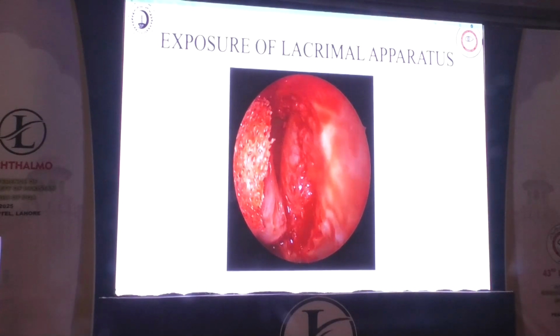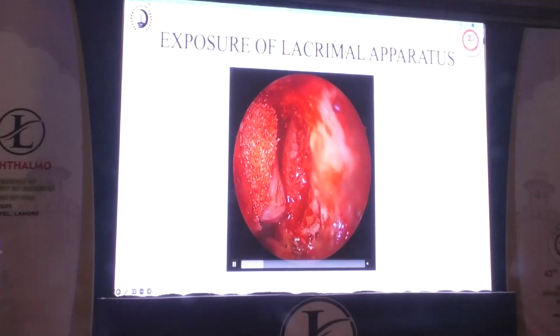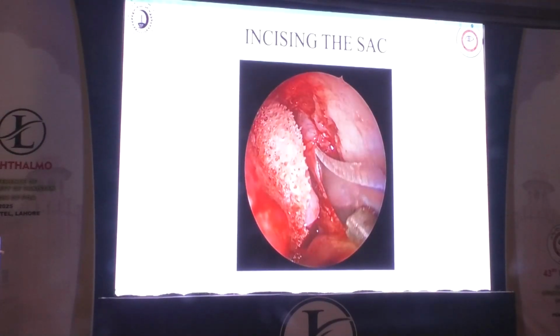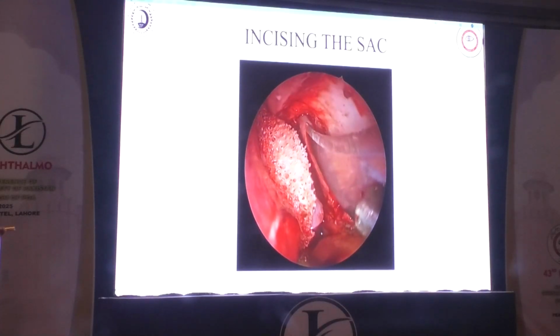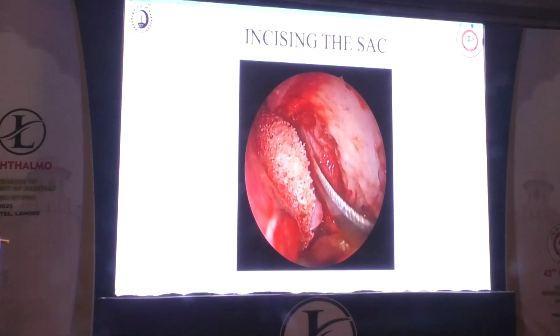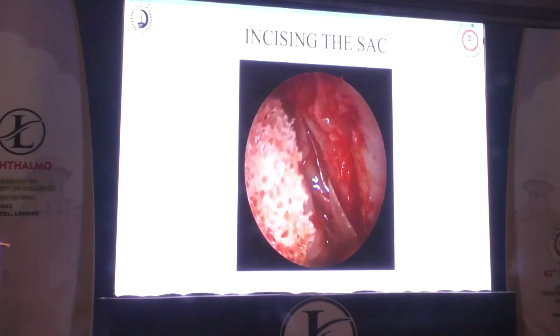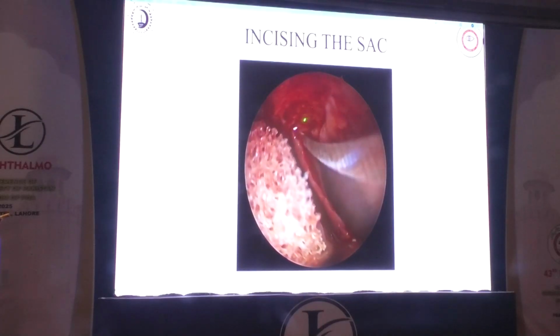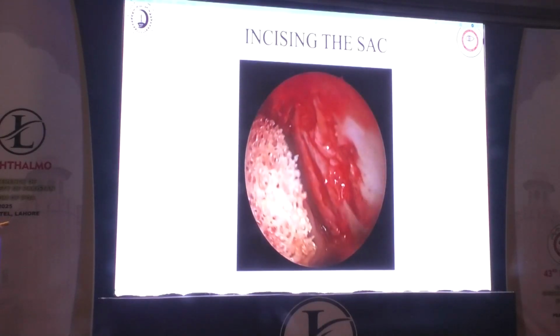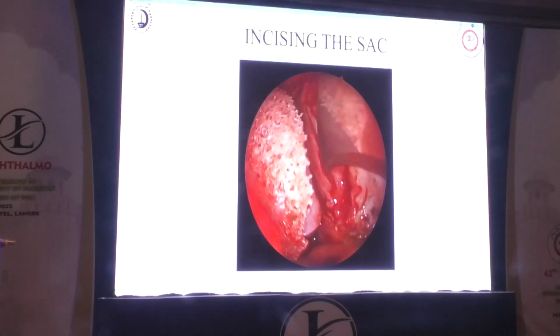So after the exposure, the next step is the incising. You can use the cataract knife. I use the number 12 or number 11 blade and open the sac with it, starting from the NLD region upwards, high up. So you have to open all the sac region.